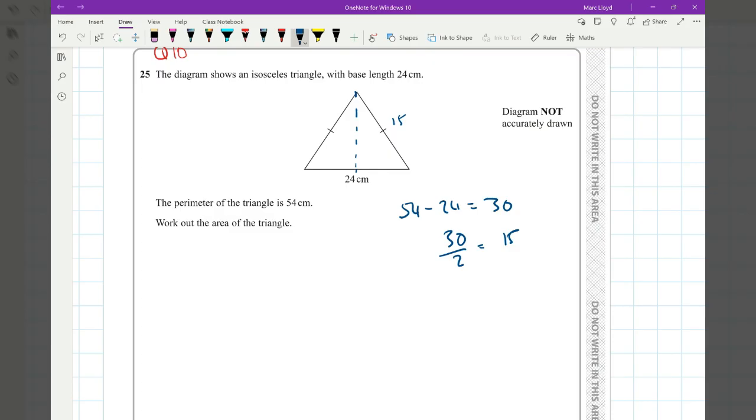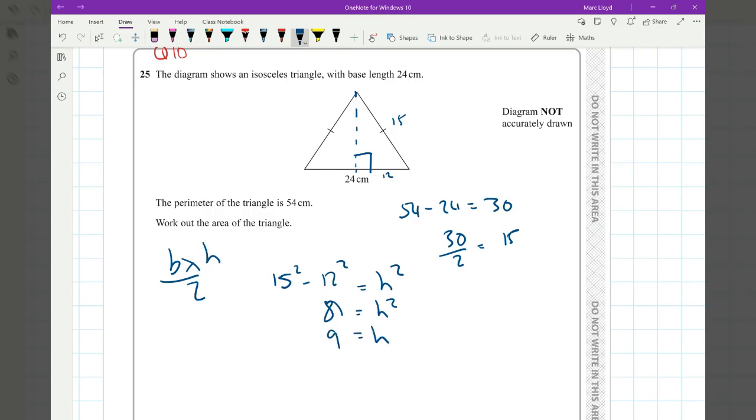To work out the area, though, we need the height. Base times height over 2. And if we look closely, we've got a sneaky right angled triangle. So 15 squared, take away 12 squared, because 15 is the hypotenuse. We use the take away formula for Pythagoras, and that will give us the height squared. 15 squared, take away 12 squared, 81. Oh, hasn't this worked out nicely?